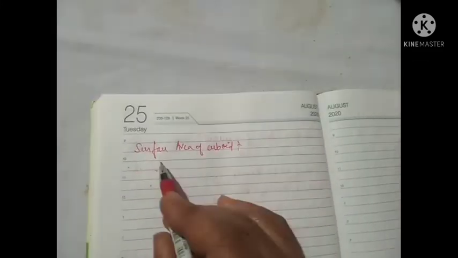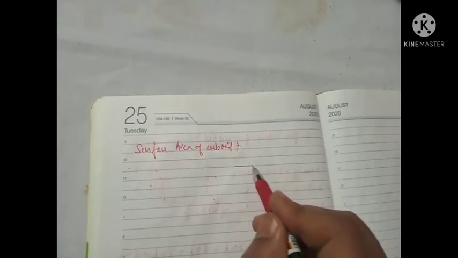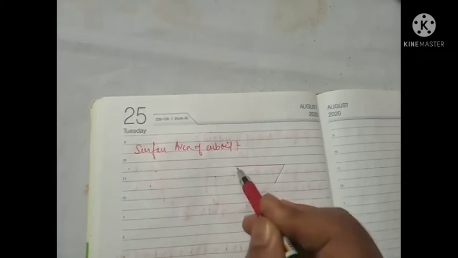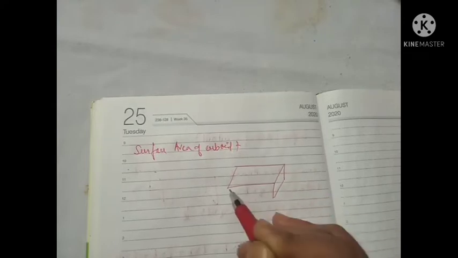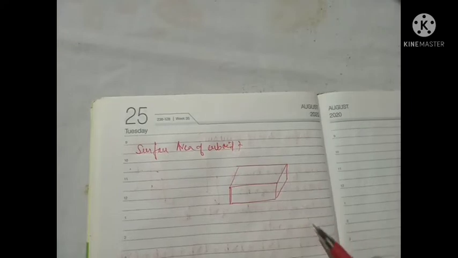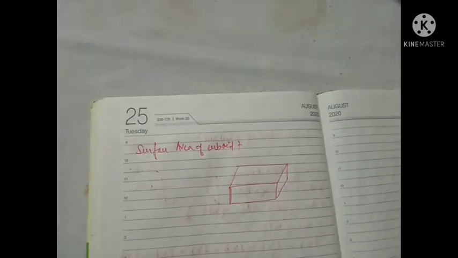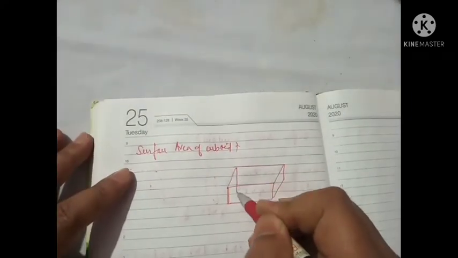Okay. Now the next is the surface area of the cuboid. Now let's draw one rectangle, the shape of the rectangle. This is the shape of the cuboid. The face of the cuboid is the same as a rectangle. Now let's see here.